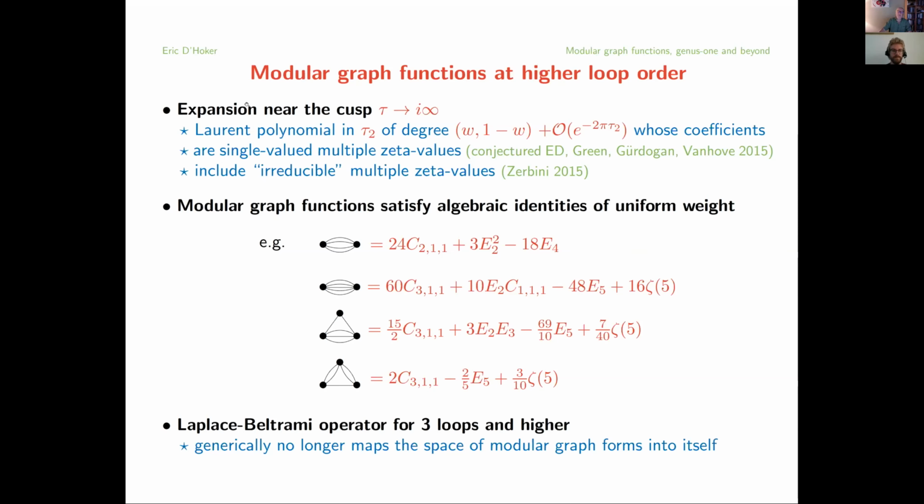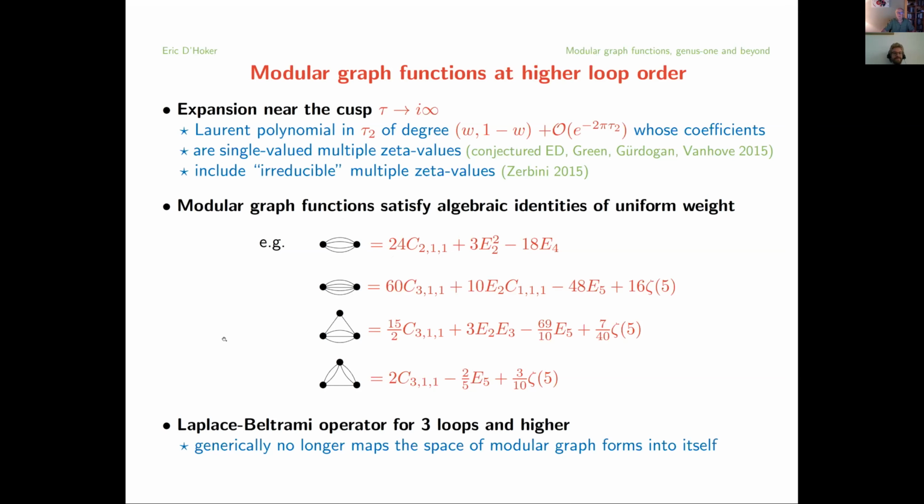So we discussed the cusp. These functions at higher loop order satisfy a whole hierarchy of algebraic relations, of which I wrote out the simplest ones. So this is a three loop is related to two loop and one loop. Four loop is related to two loop, and so on and so forth. How you get these relations, I'm going to come to in a second.